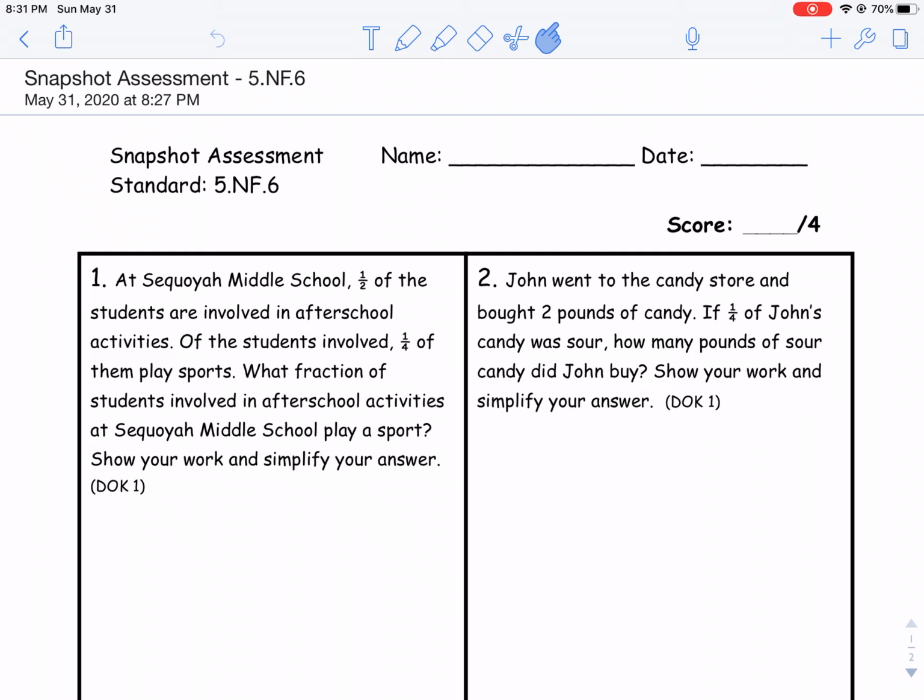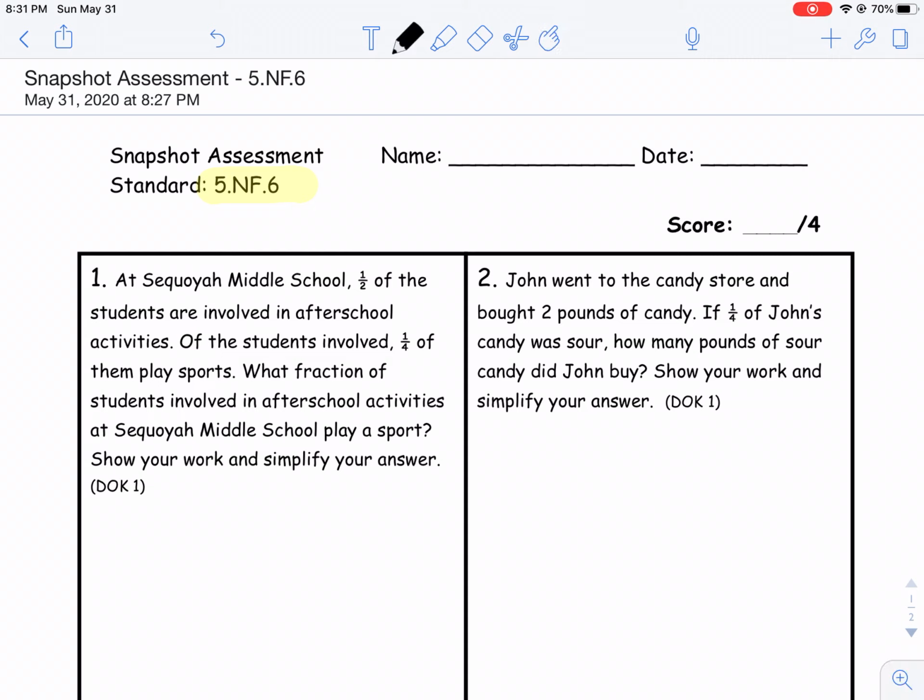I am working on day 3 this week. It should be Wednesday, June 3rd. And we are working on that standard NF.6. I know that NF means fractions, and we're working on multiplication and division. So let's go ahead and get started.